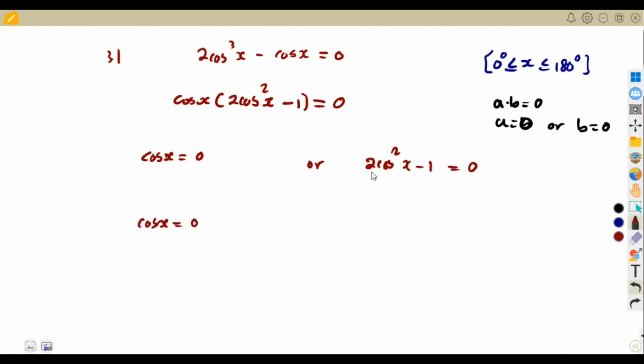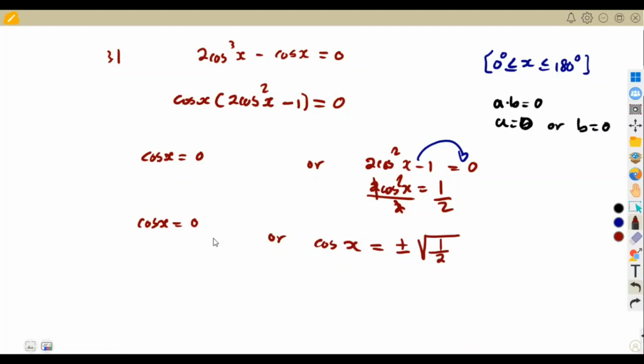So what we need is to make cos x the subject here as well. We can transpose the negative 1 to this side. It becomes a positive. So that will be 2 cos squared x is equal to positive 1. Divided by 2, that will be cos squared x is equal to a half. So in terms of cos x, it means you can introduce the square root. The moment you introduce the square root, this will be the square root of a half, but we know that it must be plus or minus. The square root of any number is given as plus or minus.